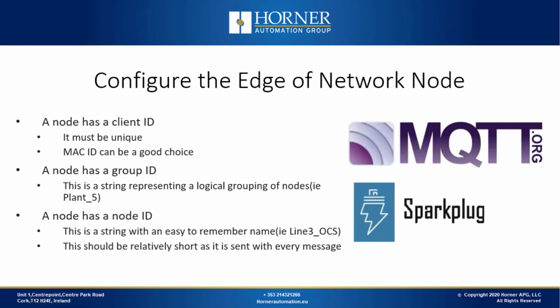Lastly, we have the node ID itself, which is the text string that should have an easy to use name, as you're not going to memorize MAC addresses. An example of a good node ID is line3_OCS, as that tells you it's the OCS that's running line 3. It should be relatively short as it's going to be broadcast with every message. So these are the three items that we have to define when we're configuring our Edge of Network node.